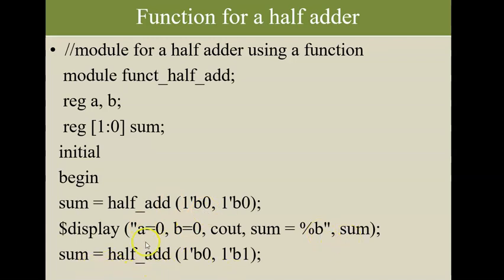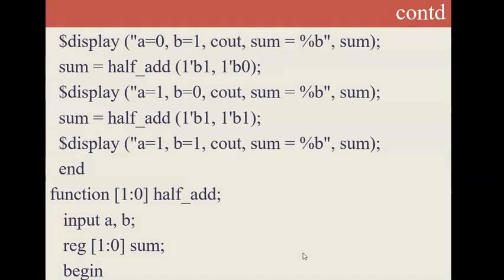Sum is equal to half adder of 1'b0, 1. That is 0 and 1. So I am substituting the values of 0 and 1. Earlier we have substituted 0, 0. It will give me the sum. Now I am substituting 0 1. Similarly, so in this function I am applying sum.